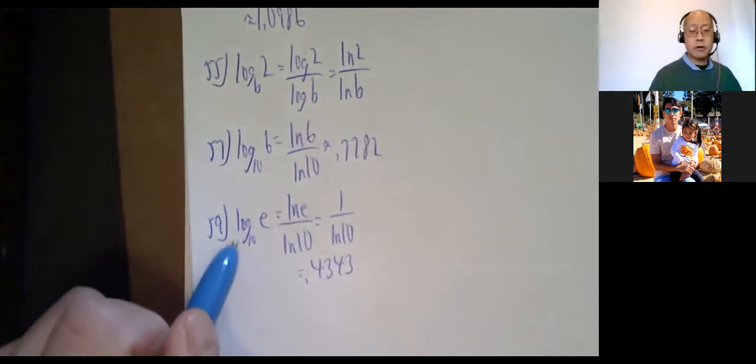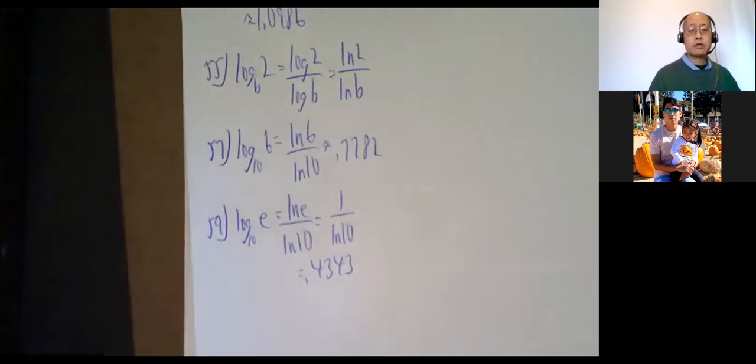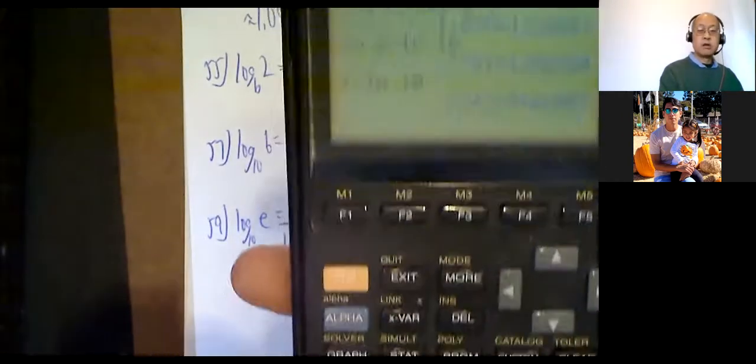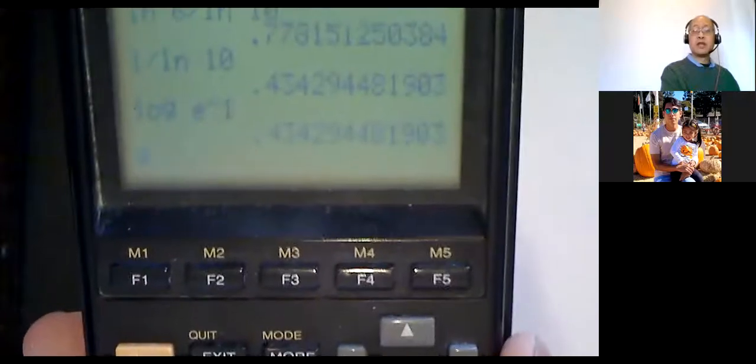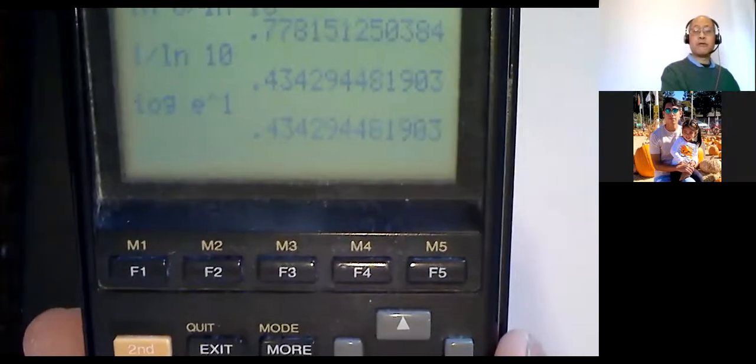Again, we actually have a button for log. So let me try log of e. So log of e, which is e to the first power, log of e. And there it is. Every digit is the same, 0.4342944, blah, blah, blah. And that is that.